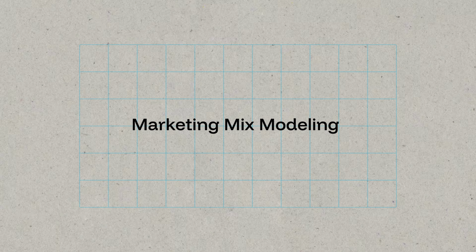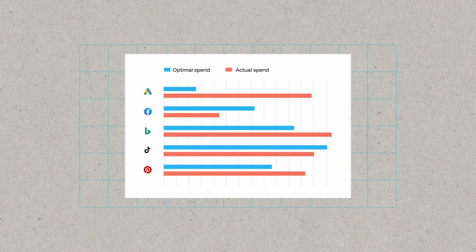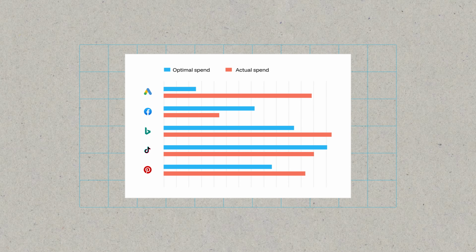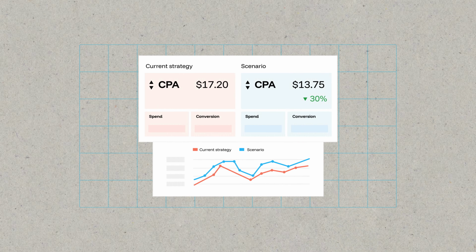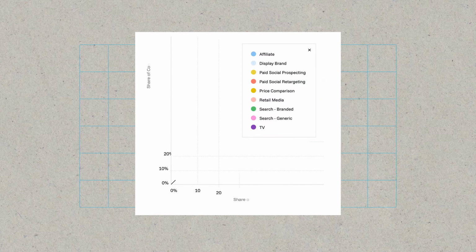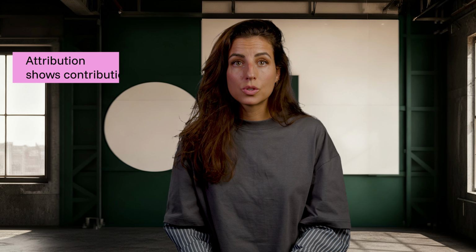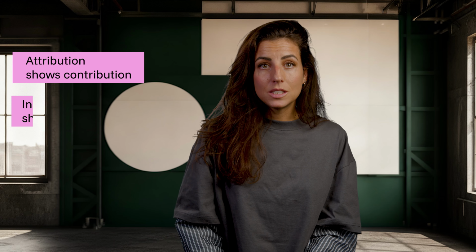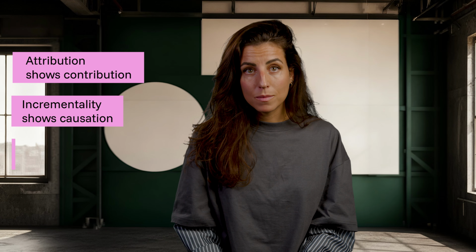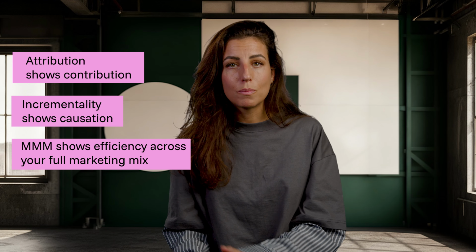Marketing mix modeling takes another approach. It analyzes historical data to quantify each channel's contribution to business outcomes, while controlling for external factors: seasonality, competition, pricing, market conditions. Different measurement methods answer different questions. Attribution shows contribution. Incrementality shows causation. MMM shows efficiency across your full marketing mix.